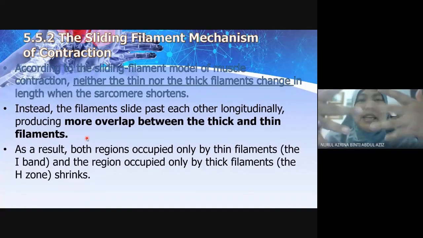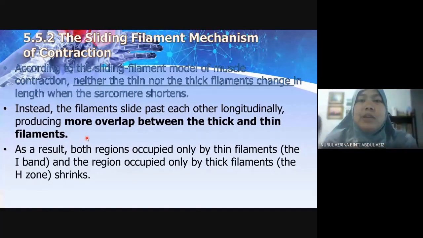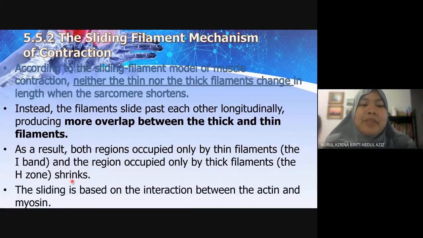So the thin and the thick filament are not having any change in terms of length, but they are overlapping each other. So this is what happens during muscle contraction. As a result, the region occupied by only the thin filament, which is the I band, and the region occupied only by the thick filament, which is the H zone, shrink. This sliding is based on the interaction between the actin and myosin filaments. So when our muscle contracts, the I band and the H zone will shrink.